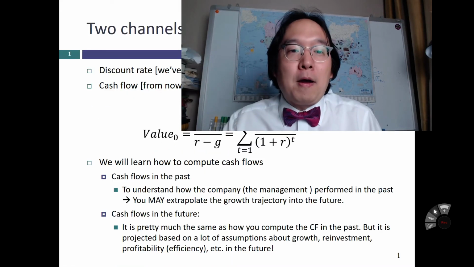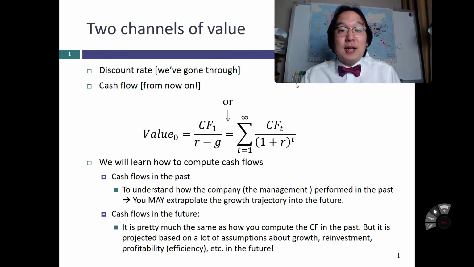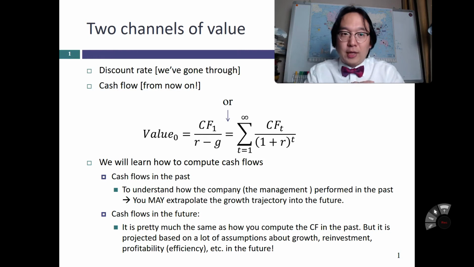All right, two channels of value. What was that? Well, first of all, value is not observable while price is observable. The value is something that you estimate, right? But what affects the value? Cash flow and discount rate, or the same thing, cash flow and the risk of the cash flow, okay? So discount rate, we've gone through. Cash flow is something we are going to touch on from now on, okay?